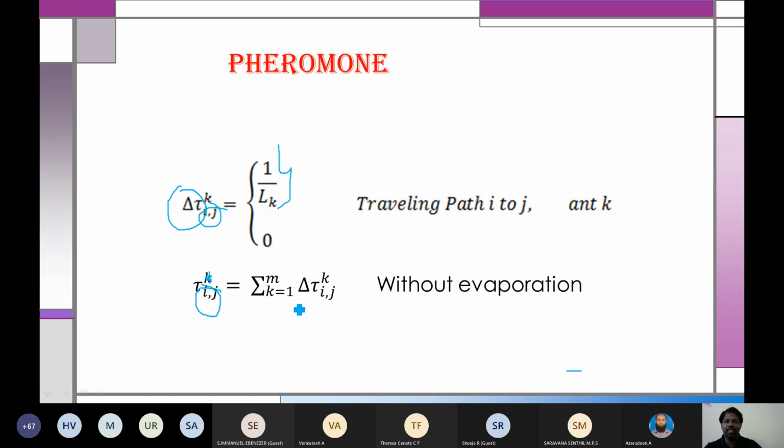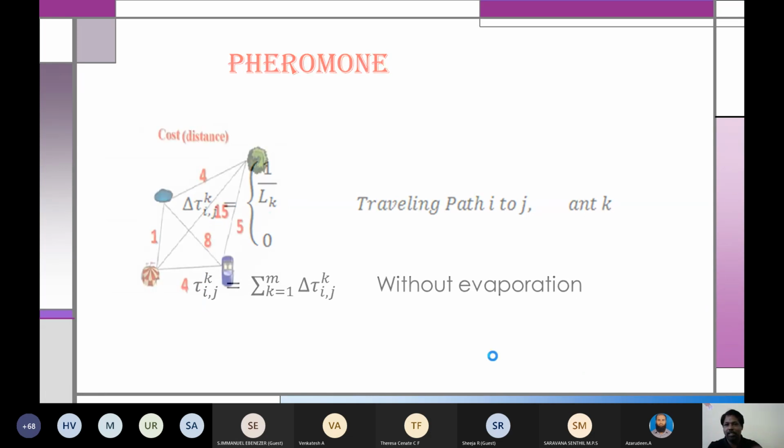K is equal to 1 to M, that is the number of ants. If 5 ants are moving, it means 5. So add the pheromone content secreted by all the 5 ants. In a path, the total pheromone content is the sum of the pheromones secreted by all the ants. If only one ant is going, that's one value. If 2 ants are going, the sum of both. If 3 ants are going, the sum of all 3. Like this only we will be calculating the total pheromone, without evaporation. Here we are not keeping any evaporation, just putting this.